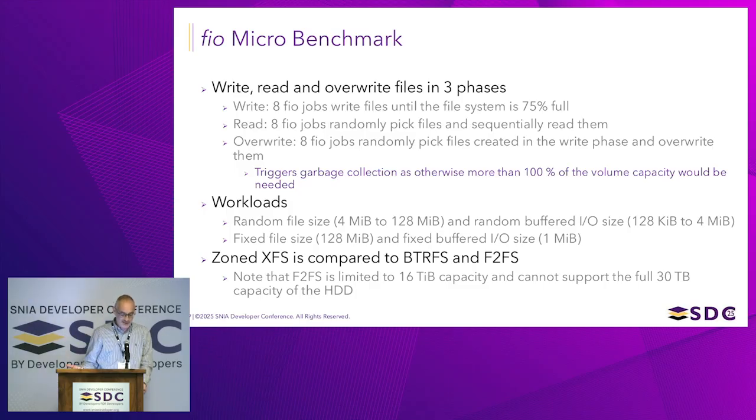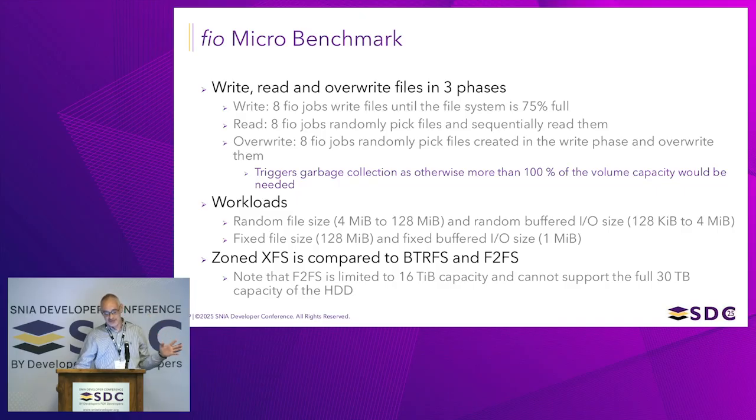We then read those files and we overwrite them so that we actually look now at the write performance while GC in the background is recovering space to be able to overwrite those files that were already written. Two types of workloads we're going to show. One is large files, 128 megabytes, doing large IOs, and the other one is a random file size, much smaller, with much smaller IOs. And we are going to compare these results against BTRFS and F2FS.